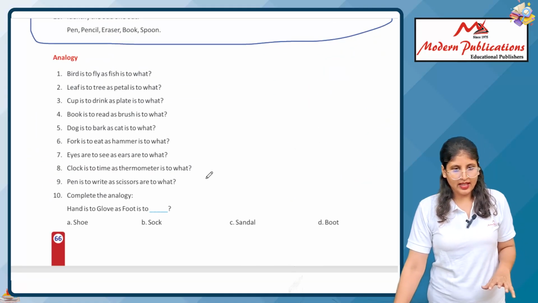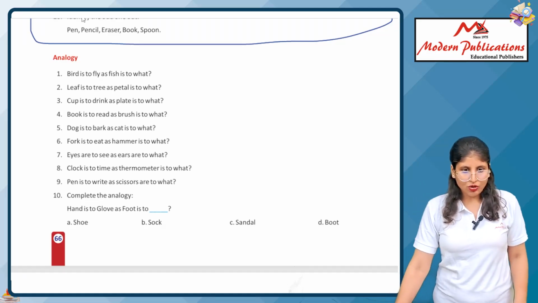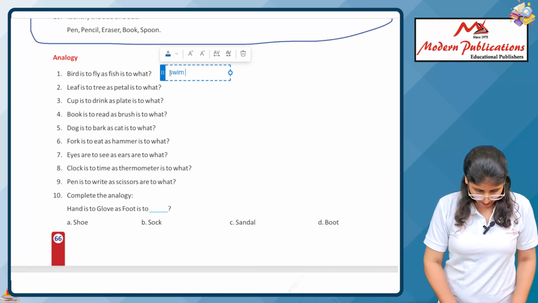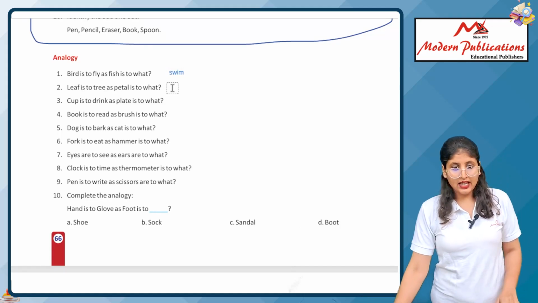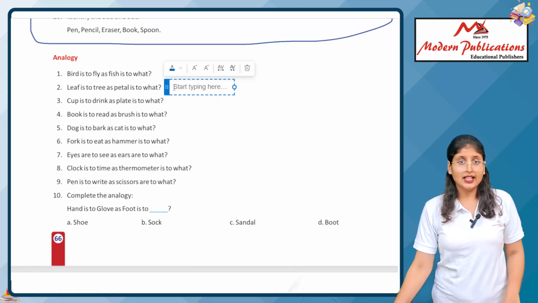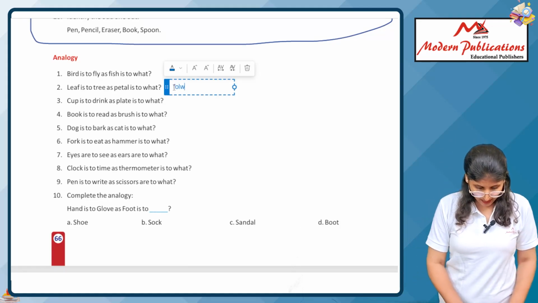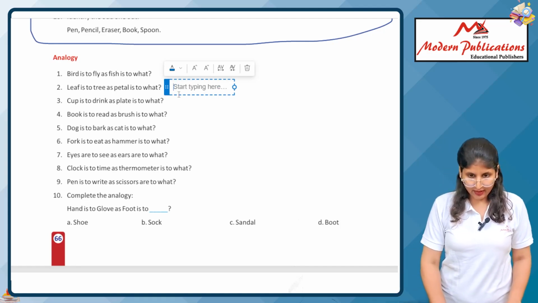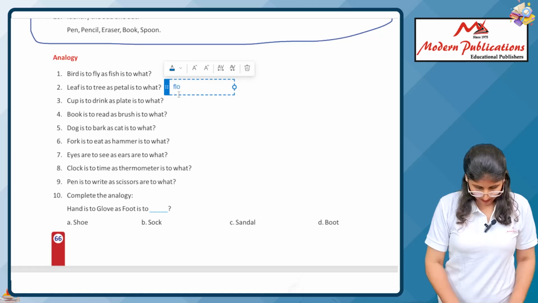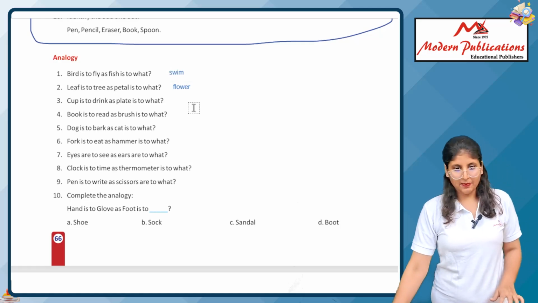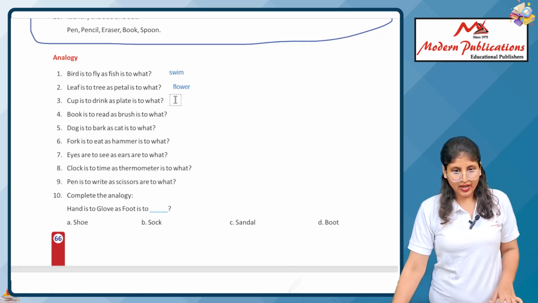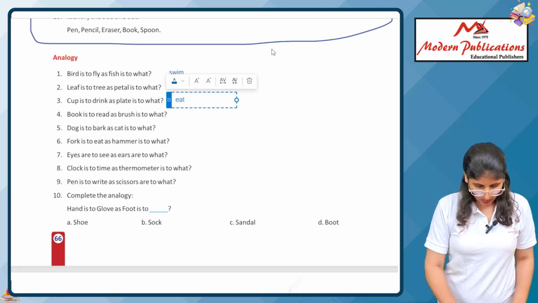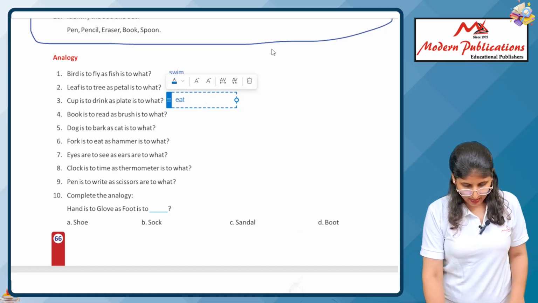Okay. Next is analogy. Bird is to fly and fish is to swim. We can write, leaf is in tree, then petal is in, where can we find petal? In the flower. We can find petals in the flower. Next, cup is to drink as plate is to what? Plate is for eating or serving. We can use a plate for serving.